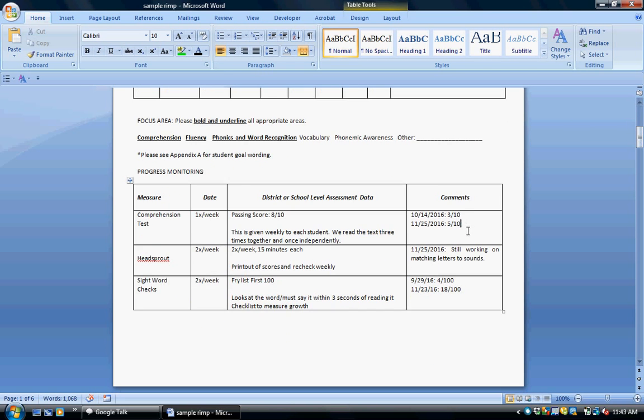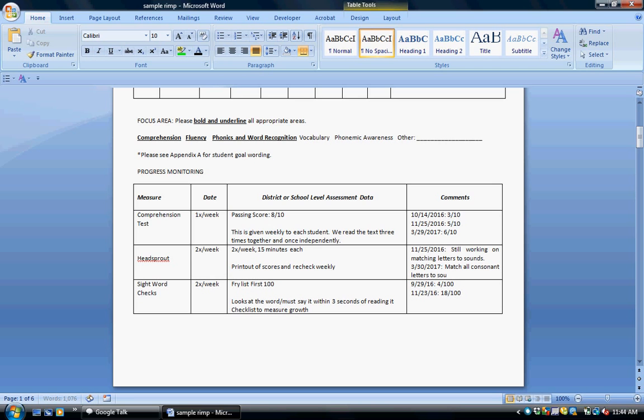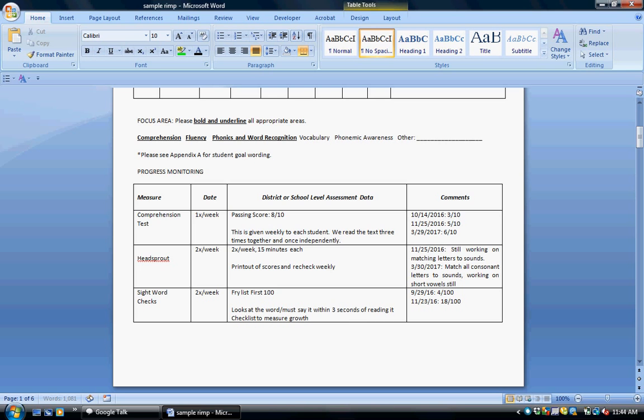So his most recent score in the third month, January, March. On March 29th, 2017, he's still getting 6 out of 10. Progress is happening. On the 30th, he can match all consonant letters to sounds, working on short vowels still.